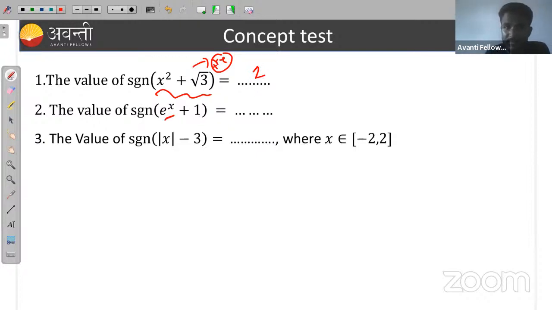Again, the value of signum of e to the power x plus 1. See, exponential function range is 0 to infinity. It is always positive. Plus 1, it is again positive. So the output will be 1.